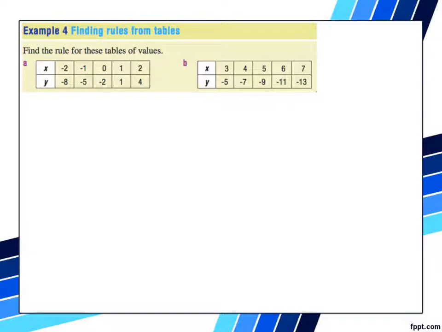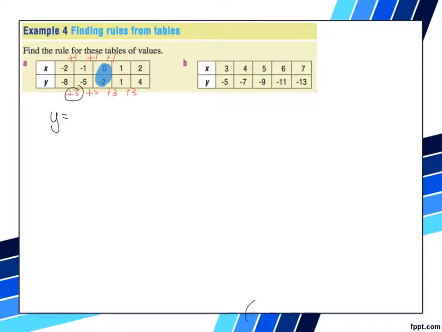So I'm going to start off by having the first one, and I'm just going to first make sure that if I look at my x value, it goes up by plus 1. This is plus 1, plus 1, plus 1. What happens with y? From minus 8 to minus 5 is plus 3, plus 3, plus 3, plus 3. And I can also see that where x is 0, y is minus 2. So my equation will be y equals, always y equals m, which is the coefficient.